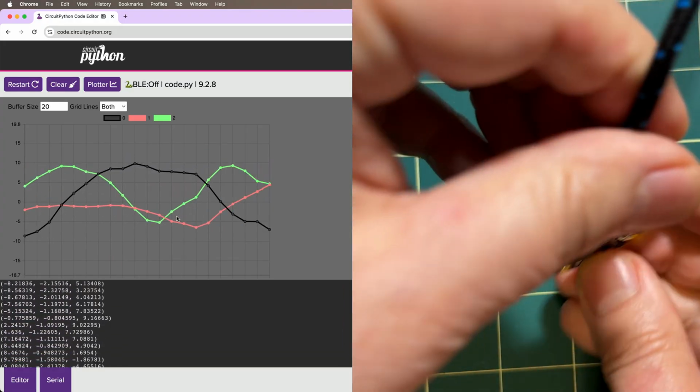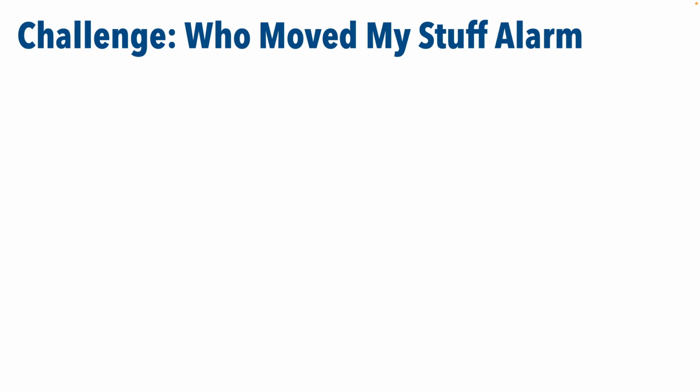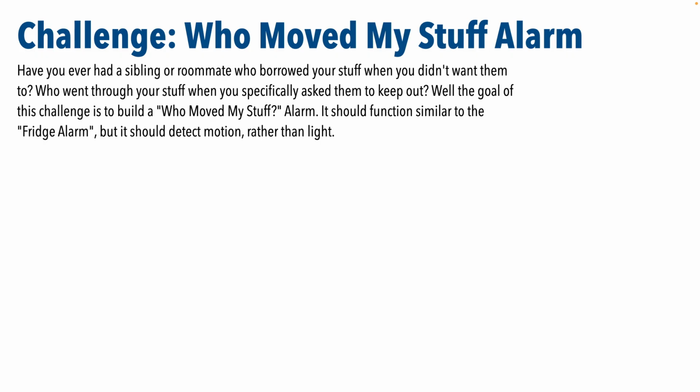And now it's time for a challenge. And the challenge is the Who Moved My Stuff alarm. Have you ever had a sibling or roommate who borrowed your stuff when you didn't want them to? Who went through your stuff when you specifically asked them to keep out? Well, the goal of this challenge is to build the Who Moved My Stuff alarm. It should function similar to the fridge alarm. Your instructor may or may not have assigned that as part of your homework, but it should detect motion rather than light. So when first running, the alarm should be off.